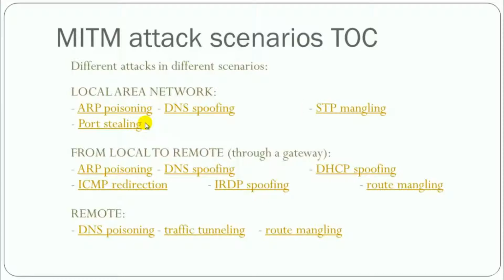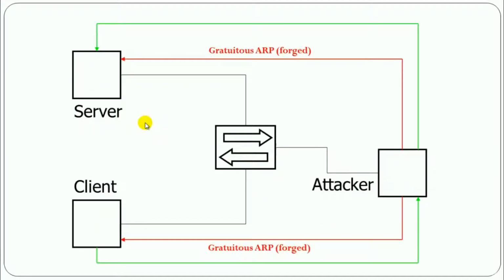And then we have through a gateway from local machine to a remote machine. They're doing the same thing again: ARP poisoning, DNS spoofing, DHCP spoofing, ICMP redirection, IRDP spoofing, and route mangling. And finally, once we have the remote access, we can again do DNS poisoning, traffic tunneling, and route mangling. So I would be teaching you some of these today, and I'll let you know how exactly these work. We will start today with ARP poisoning, and I'll tell you how this works exactly.